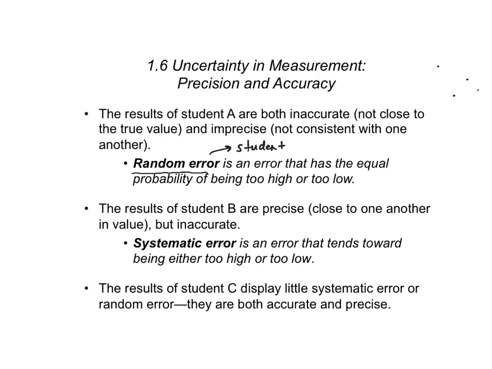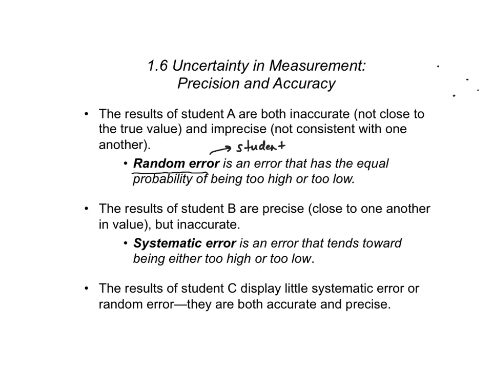So student B, their measurements were very precise, right? They were right on top of each other. There was no really deviation from the actual measurement that they were making. But what was the problem with student B? They were inaccurate, but why? All of their measurements were what? They were too low, right? So they all measured too low compared to the actual value.